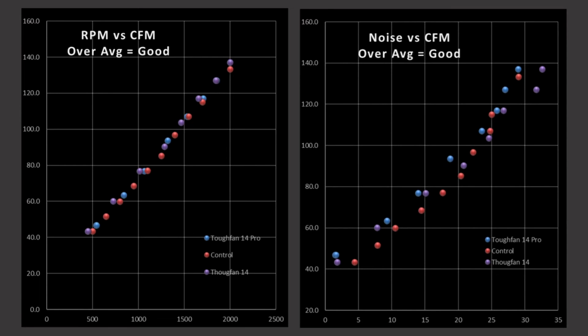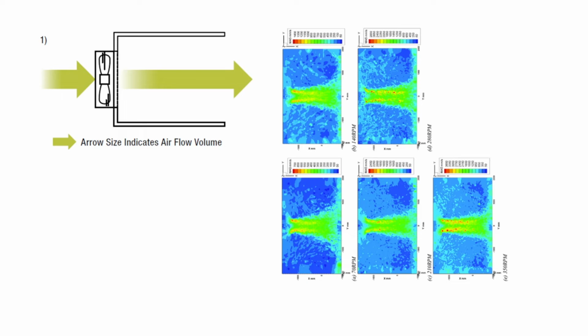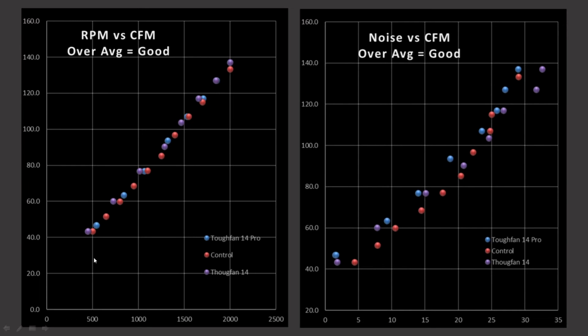So anyways, we've got RPM versus CFM. All the fans are just lined up in a row. It's what we expect because the air is just traveling down the tube, so all the fans look the same. Noise versus CFM, this is where things separate a little bit, and the Pro is still a little bit better than the control fan and a little bit better than the Toughfan14.